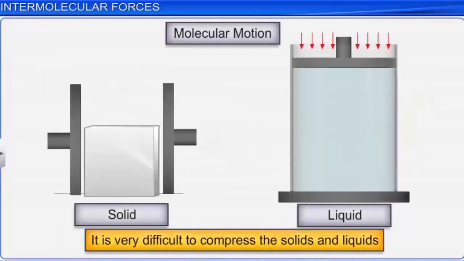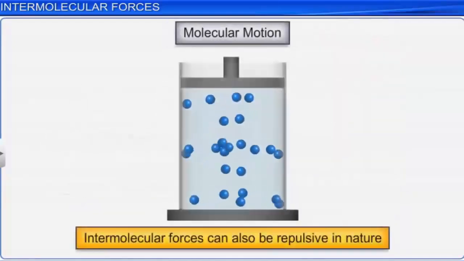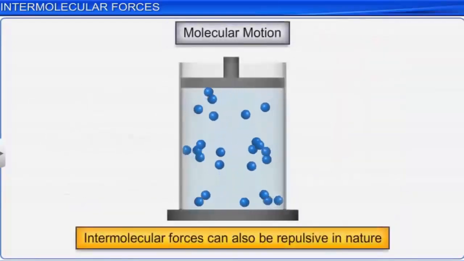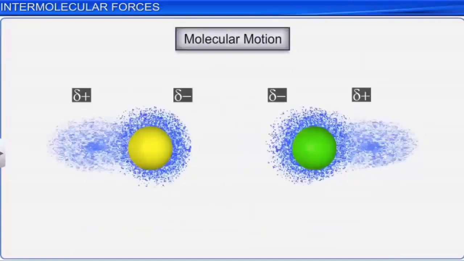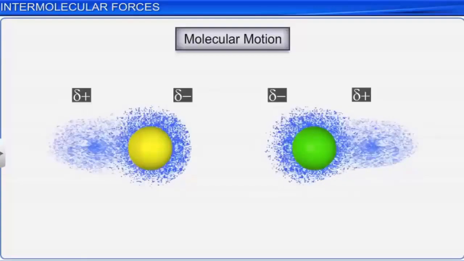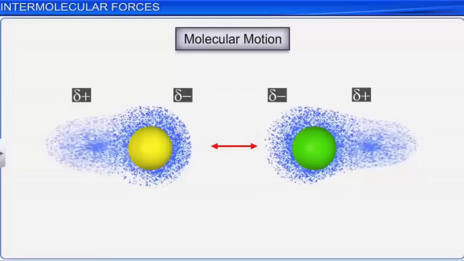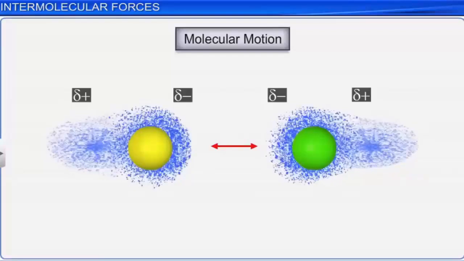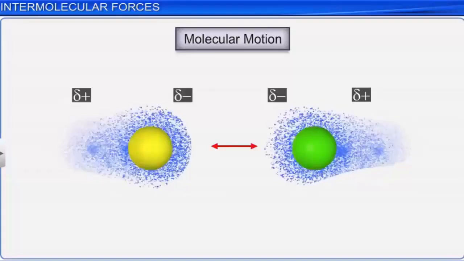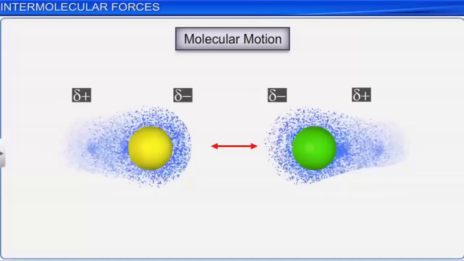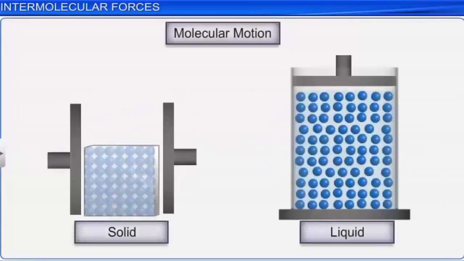Intermolecular forces can also be repulsive in nature. When two molecules are brought closer, the repulsions between the electron clouds and between the two nuclei of the molecules come into play. The magnitude of repulsion increases rapidly with a decrease in the distance between the molecules. In solids and liquids, the molecules are already close to each other, and hence, when we try to compress them, the repulsive interactions would further increase. Hence, they resist compression.